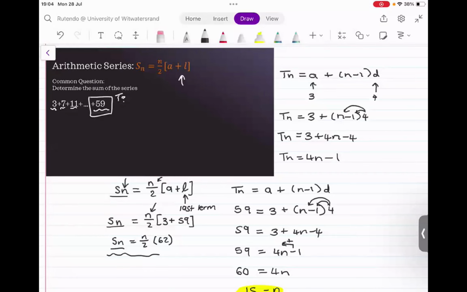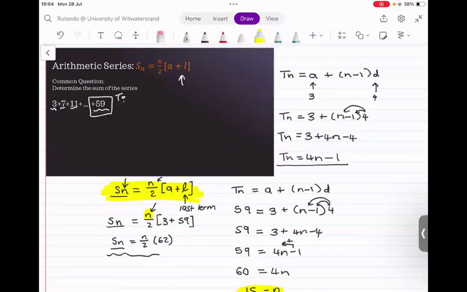Okay, so this is my general formula, but I don't know. They asked what is the sum of the series, and I want to know the number of terms in the series, because I can't find the sum before I know what my n is. We're kind of out of an n. So we have to first find n, or what position we're at, and then be able to put it into this sum formula here.